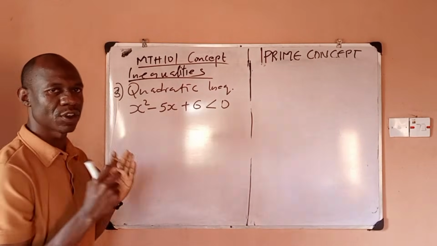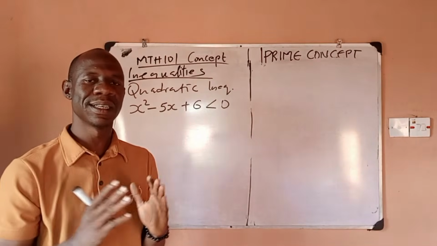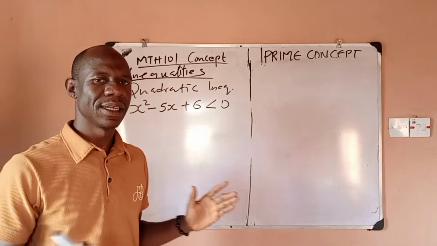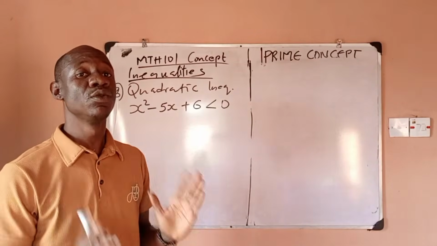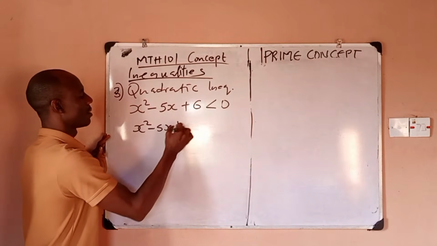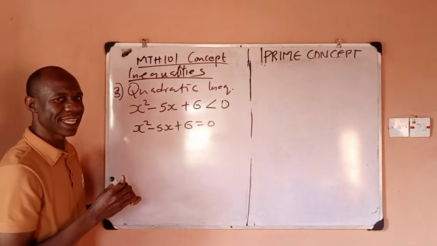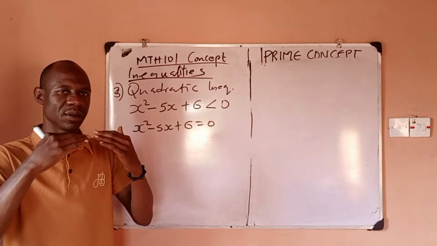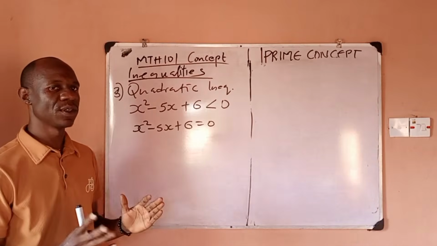Now, if you want to solve quadratic inequalities, what you do is pretend that you're not seeing the inequalities. Pretend it is not there. Solve the quadratic equation the way you know. So I'm going to write x squared minus 5x plus 6 equal to 0. I am pretending that this inequality is not there. At the end, I will now see that inequality. So just follow these steps.